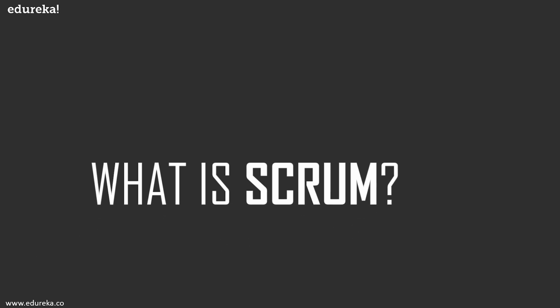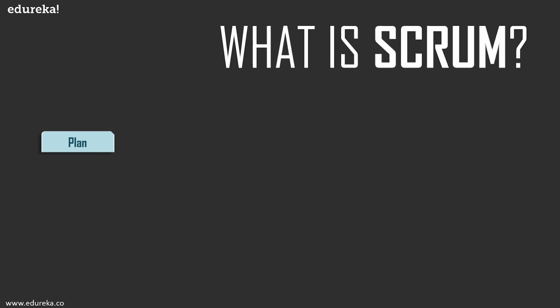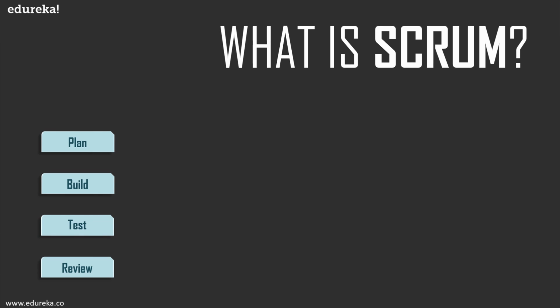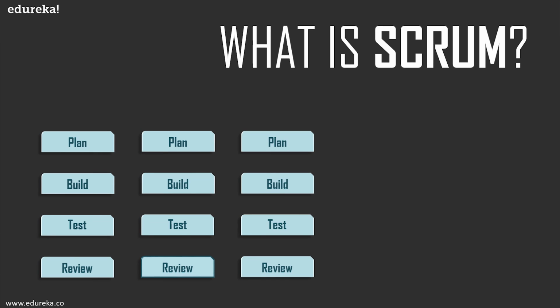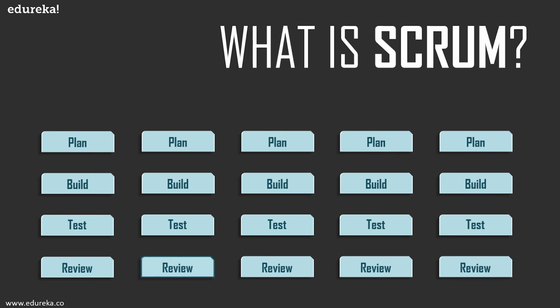So what is Scrum? Now with Scrum, you plan just enough to start out with your project. Then you build your product with the minimal set of features. Then you test that particular product. And finally, you review that minimalistic product that you've just created. At the end of this iteration, you have a potentially shippable product. Then you repeat the same thing over and over again, till finally you have a product that suits the market needs and yours.